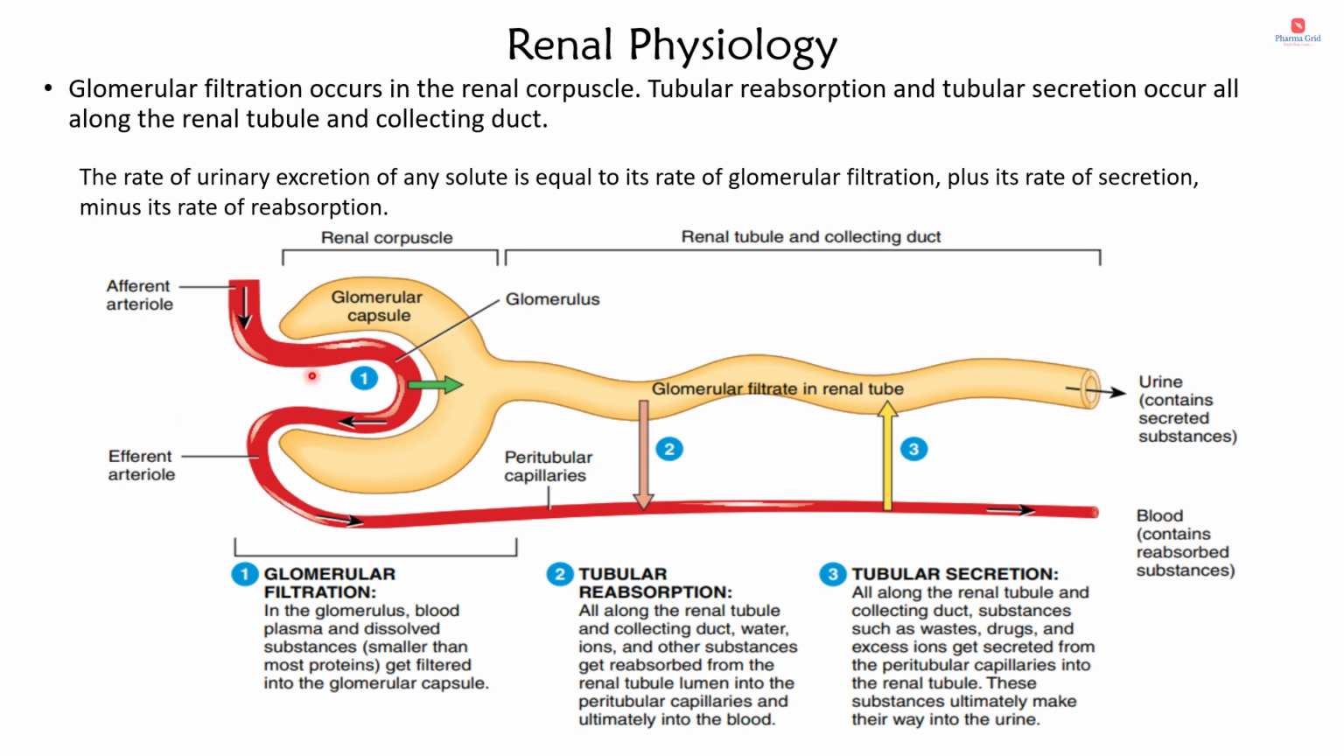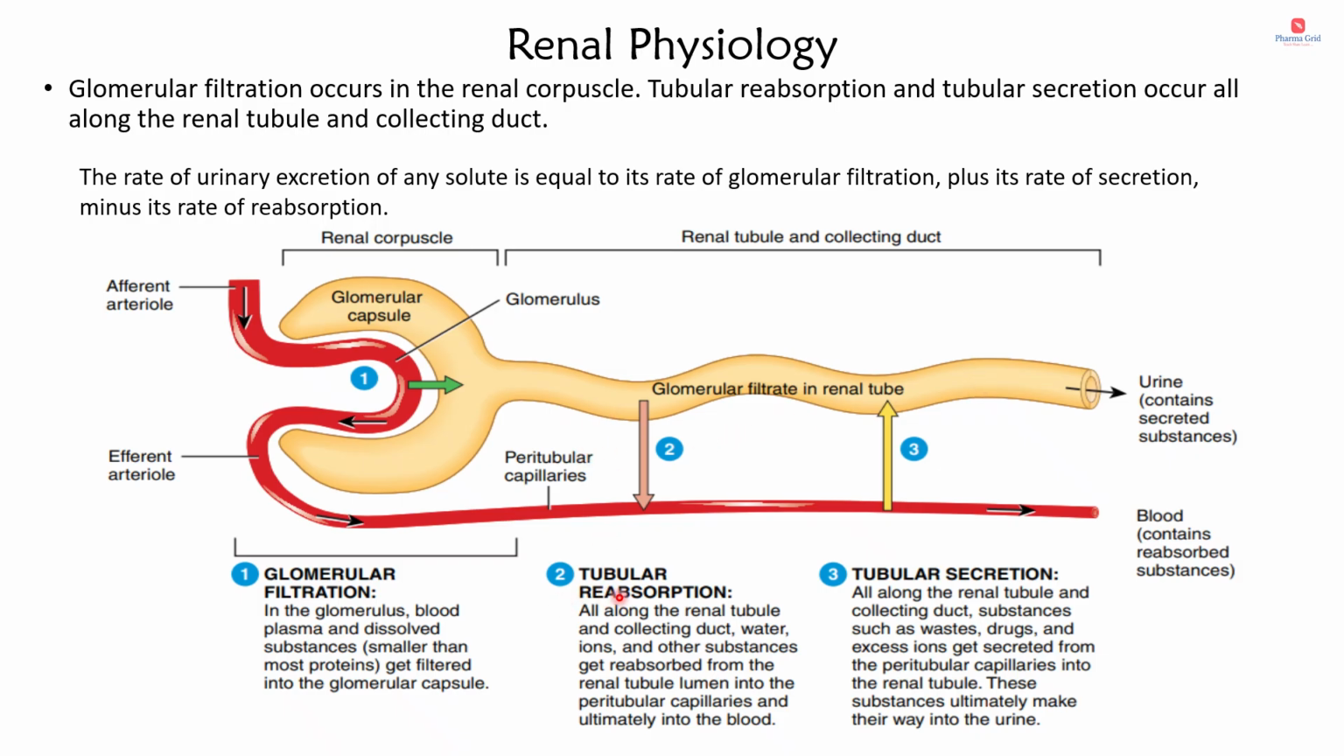So the first process that occurs is glomerular filtration, which mainly occurs in the glomerulus. In the glomerulus, blood plasma and dissolved substances smaller than most proteins get filtered into the glomerular capsule. See the arrow here. So the first process occurring is glomerular filtration. Here the glomerular filtrate passes through the renal tubule.